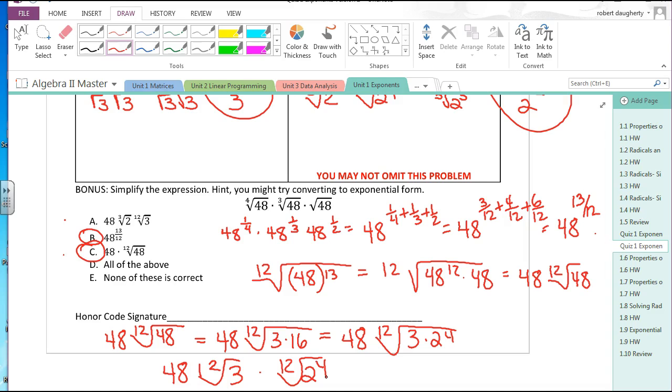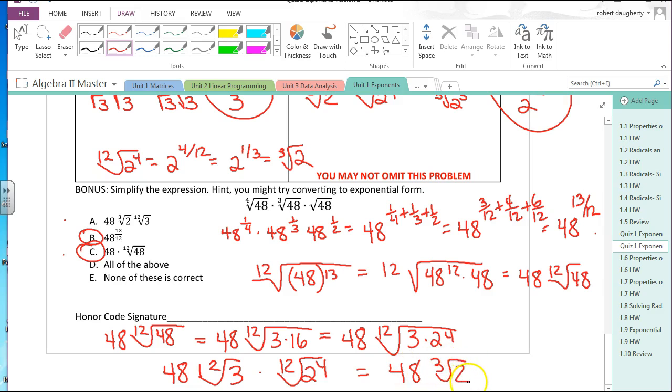Well, 12th root of 2 to the 4th. Let me just work on that right here. 12th root of 2 to the 4th, that's 2 to the 4/12. And that is the same as 2 to the 1/3. That's the same as the cube root of 2. So my final, this can be written as 48 times the cube root of 2 times the 12th root of 3. And lo and behold, that is A. So your answer is all of the above. Okay, that was really, really tricky. If you got that one, then you're A+ on all your exponents.